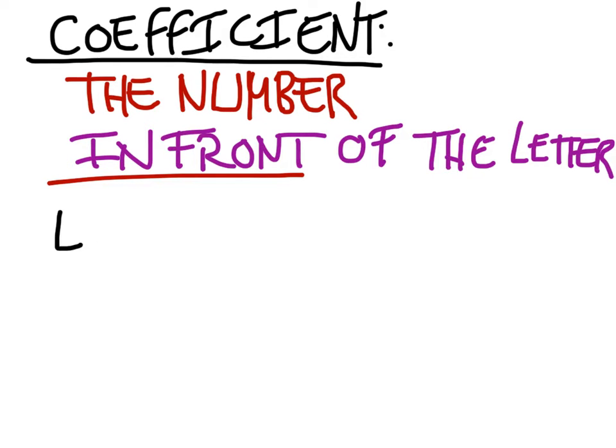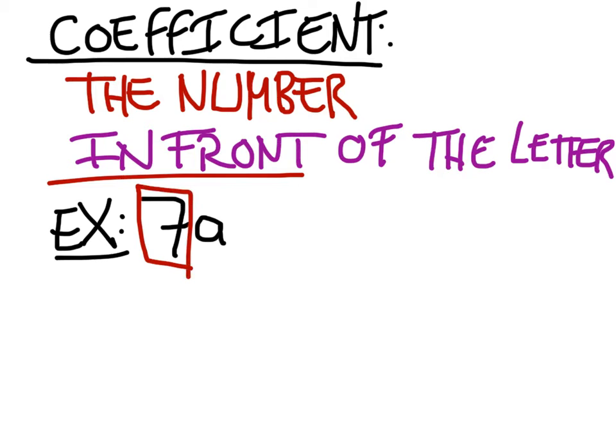So let's look at an example. Give me a letter. A works. Give me a number. 7. If you see an expression like this, what is the number in front of the letter? 7. 7 is the number in front of the letter. Okay? Therefore, 7 would be the coefficient.